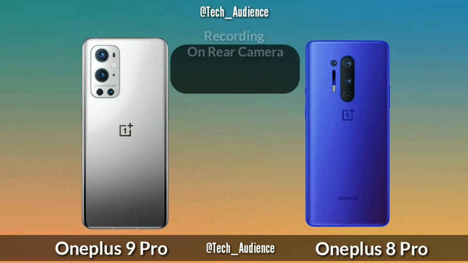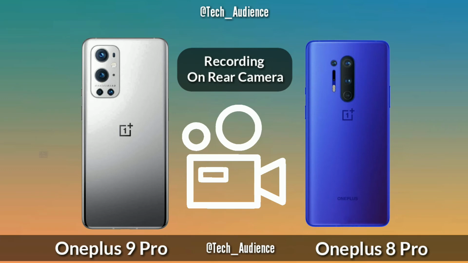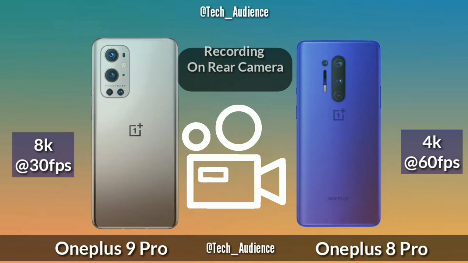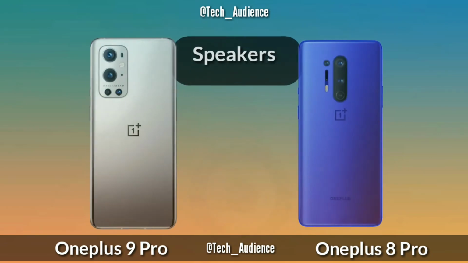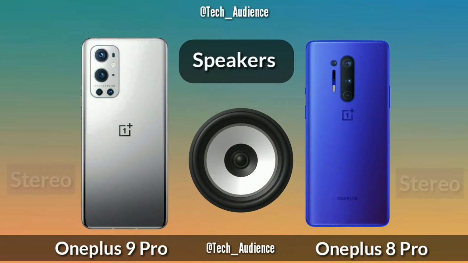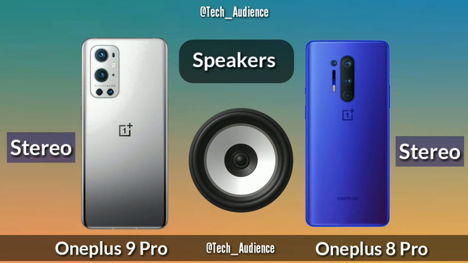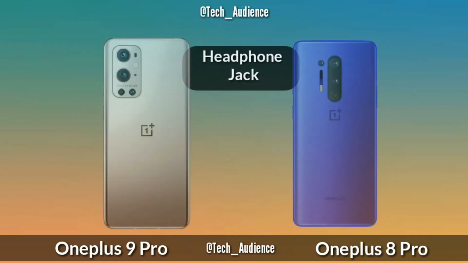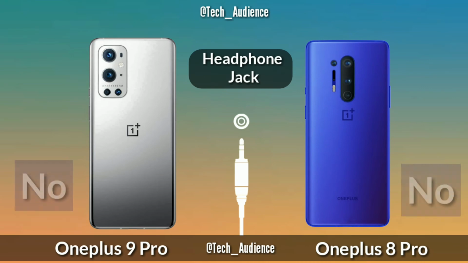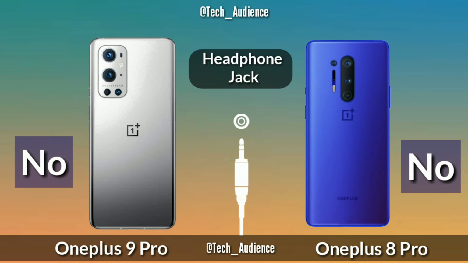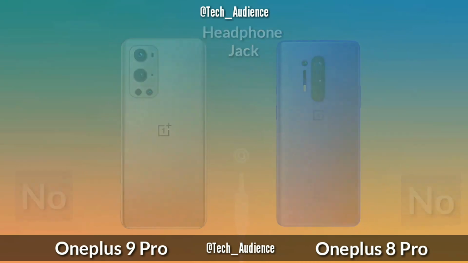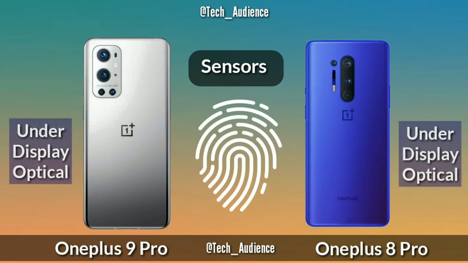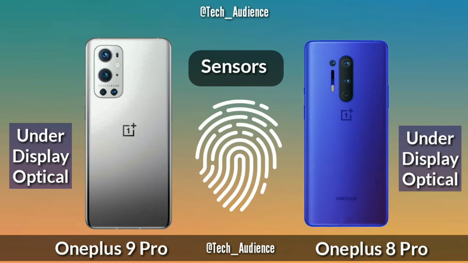Recording: on the rear camera, the OnePlus 9 Pro records 8K up to 30 frames per second while the OnePlus 8 Pro records 4K up to 60 frames per second. Speakers: the OnePlus 9 Pro and the OnePlus 8 Pro both devices have stereo speakers. Headphone jack: the OnePlus 9 Pro and 8 Pro both devices have no headphone jack. Sensors: the OnePlus 9 Pro and the OnePlus 8 Pro both devices have an under-display optical sensor.